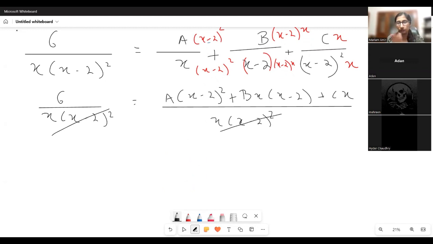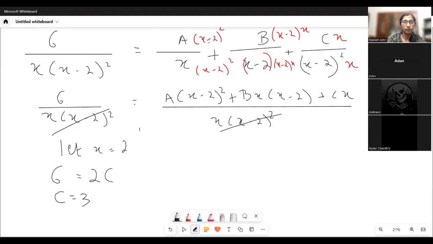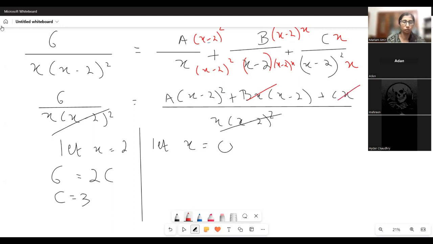So I'm going to directly start substitution, and I'm going to start with let x equals 2. So we get 6 equals, the A term gets cancelled because it gets multiplied with 0. Similarly, the B expression gets cancelled because it's being multiplied with 0, and then we get 6 equals Cx, which is 2C, so that gives us C equals 3. Next, I'm going to substitute x equals 0, because that would eliminate both of these.